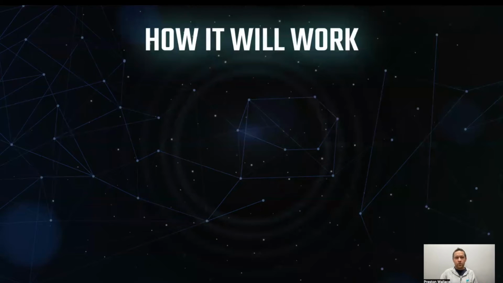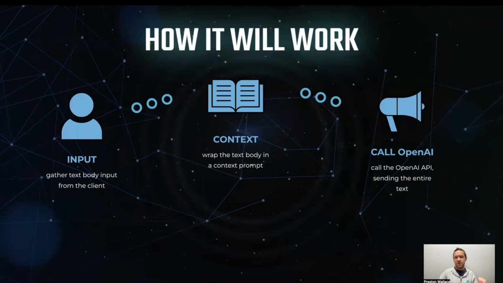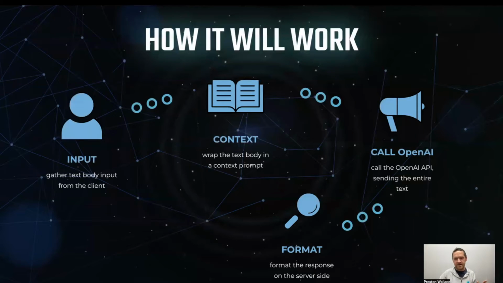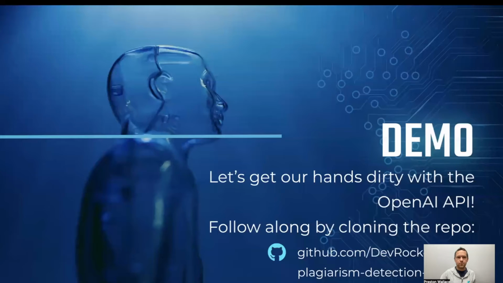So how it is going to work, it's just your basic front-end application with a backend to it. So we're going to be gathering some text body input. We're going to be sending it to the backend, wrapping that text body into a context prompt, calling the OpenAI API, sending the entire text with the prompt, formatting the response from that API, and then displaying it to the user in a helpful view.